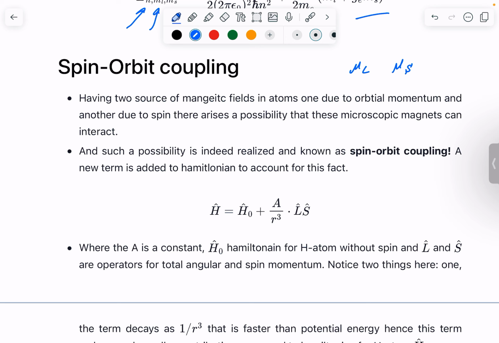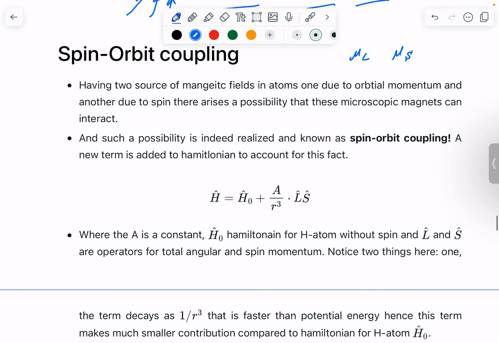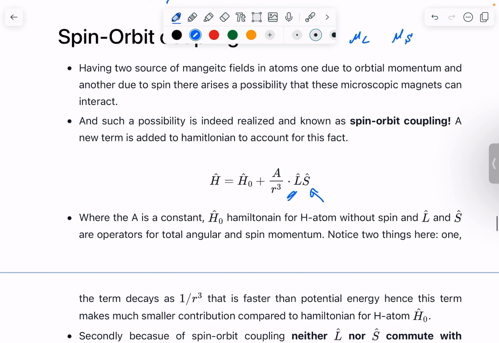Okay, and this phenomenon is known as spin-orbit coupling, and it's acknowledging the fact that L and S interact with one another, and this is going to require another term in the Hamiltonian if you want to account for this fact. Now notice that unlike the effect of the strong external magnetic field, this effect is much weaker. There is the r cubed dependence here, so it just shows you that this is a much more fine effect.